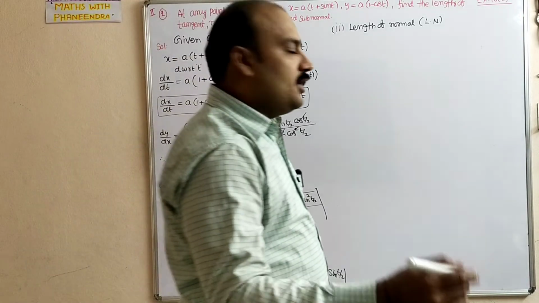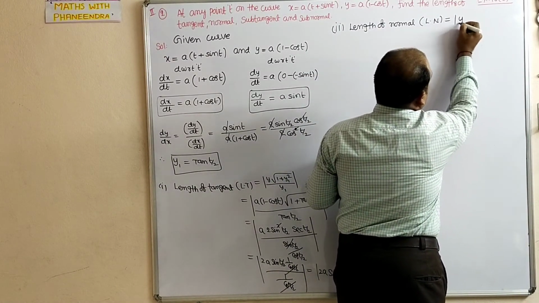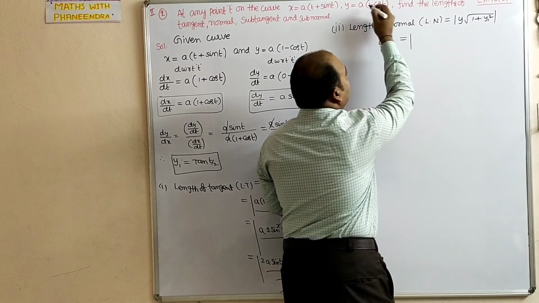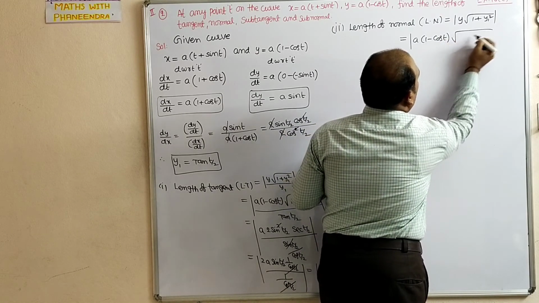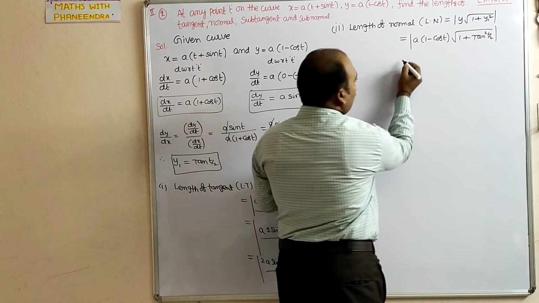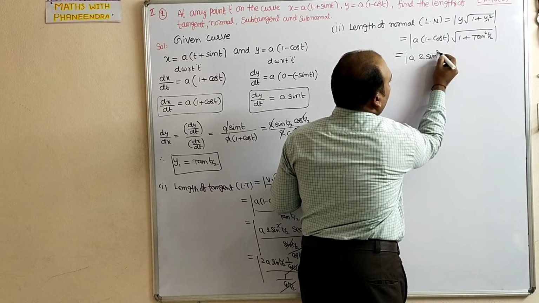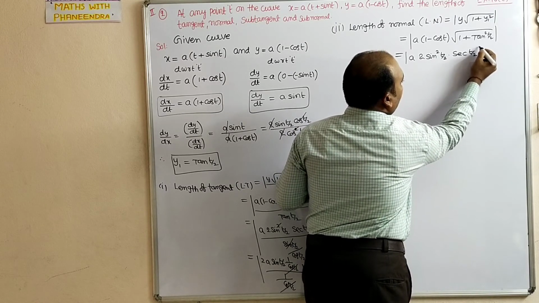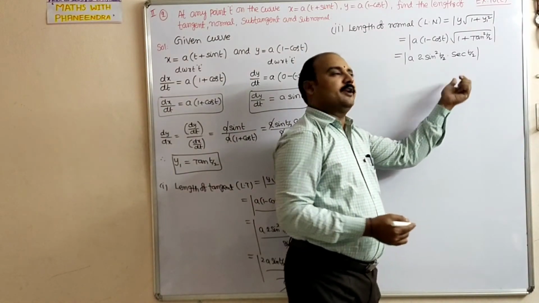The length of the normal, ln, is equal to mod y into root of 1 plus y1 square. So it is equal to mod y, which is a into 1 minus cos t, root of 1 plus y1 square, where y1 is equal to tan t by 2. If you simplify, a into 1 minus cos t is 2 sin square t by 2, and root of 1 plus tan square t by 2 is secant t by 2. You can leave it like this. Otherwise, if you want to write it in terms of sin and cos, you can write it.